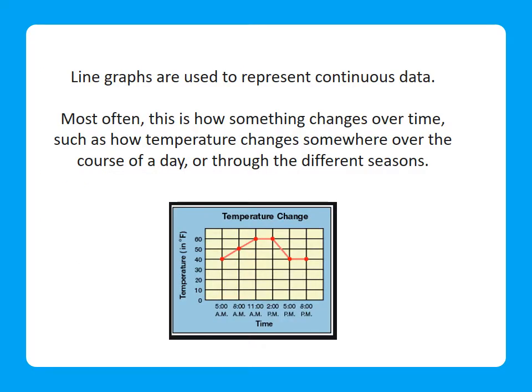Line graphs are used to represent continuous data. Most often, that's how something changes over time, such as how temperature changes somewhere over the course of a day or through different seasons, like the graph below.